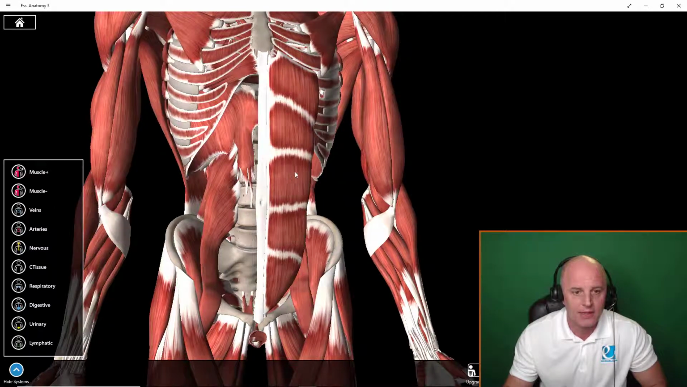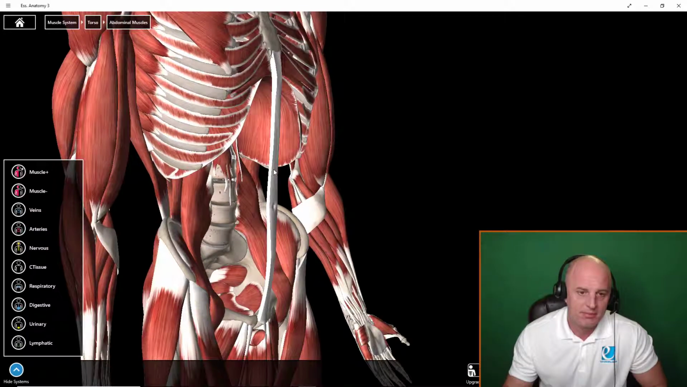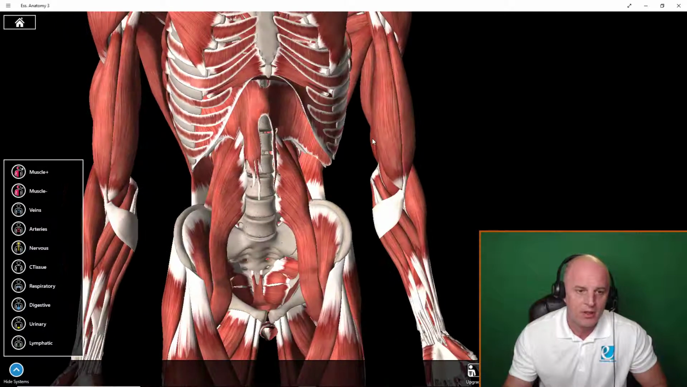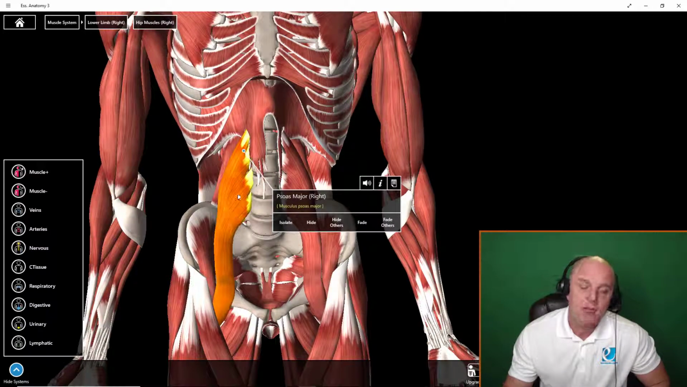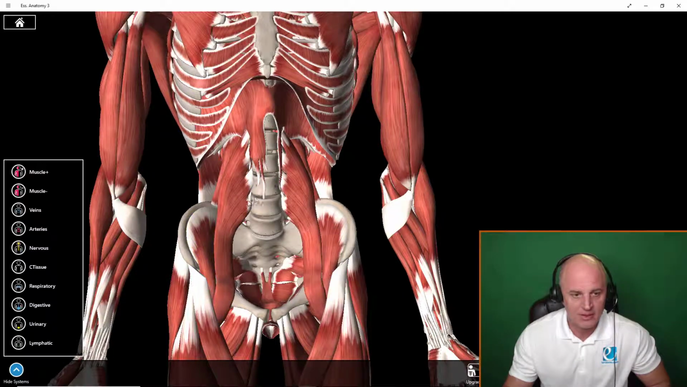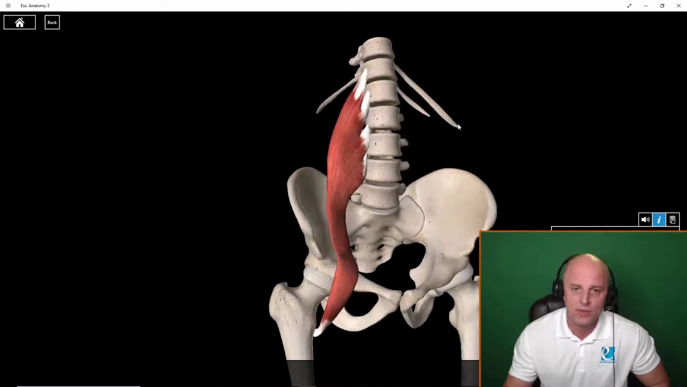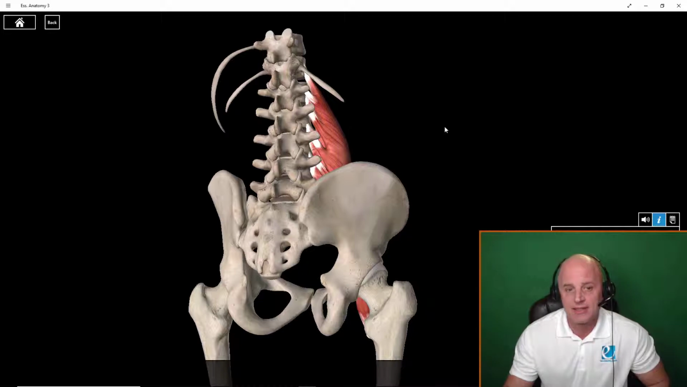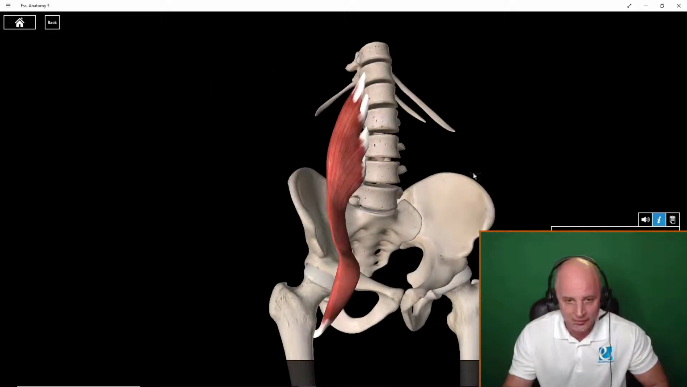I'm going to go ahead and turn off the rectus abdominis. That's on the anterior aspect, and let's go ahead and hide the linea alba as well. All right, so we can see here that we have psoas major, minor would be in relatively the same spot, and the iliacus. Let's isolate the psoas major. We can tell that the psoas major comes off the vertebral bodies and the transverse processes in the lumbar region, and it also comes down and attaches on the lesser trochanter.